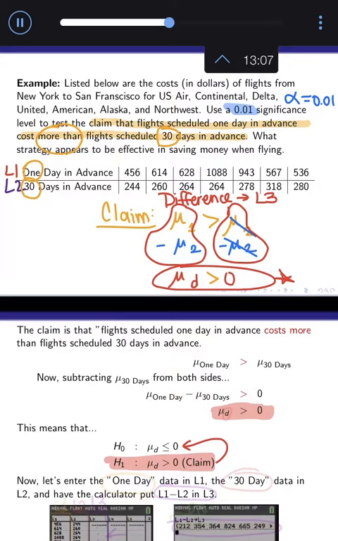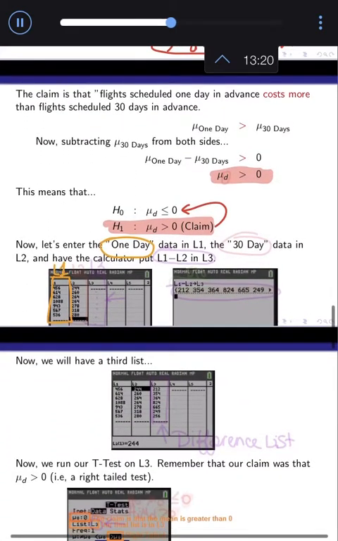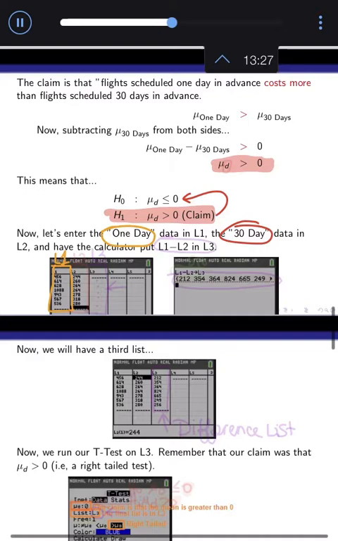Then what do I do? I can go into my calculator, go into my stats key and do my edit, and I need to put all of my first list, the 1 day data, into L1. And then I need to take all of my 30-day data and plug it into L2. But again, that is not what I want to do my t-test on. I want to do it on their difference. Remember, the D was for difference.